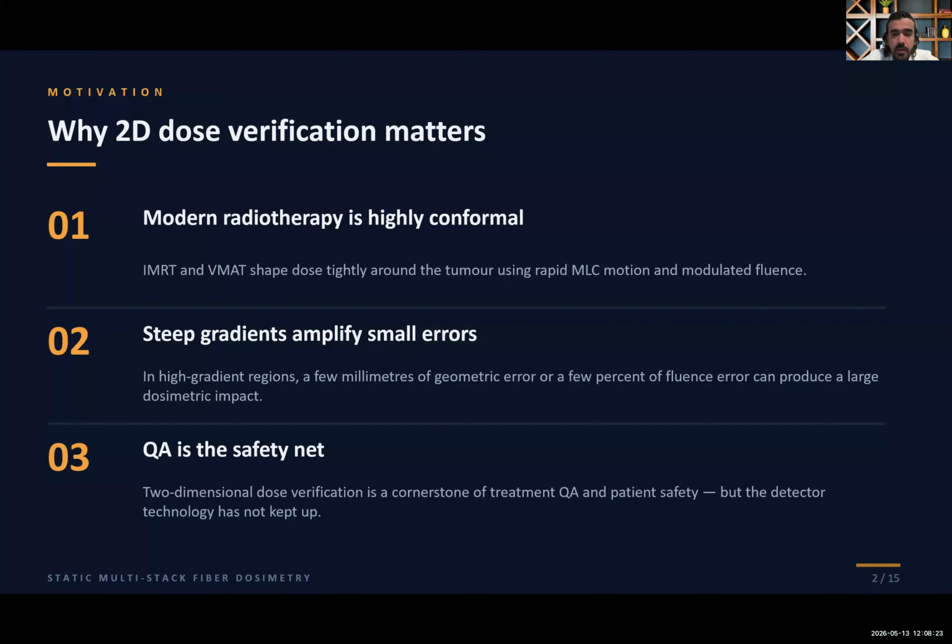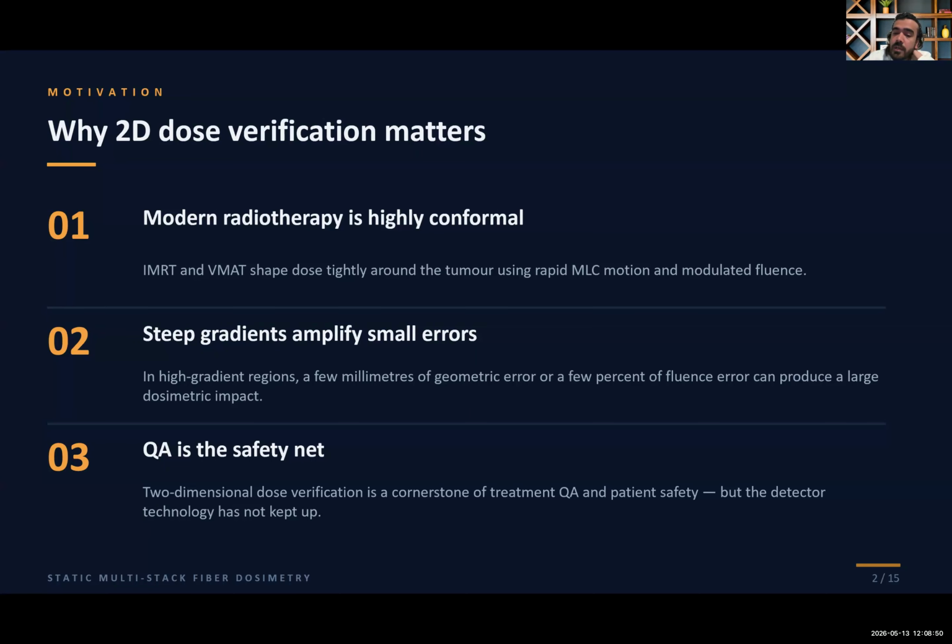So the clinical context first. Modern external beam radiotherapy is dominated by techniques like IMRT and VMAT. These plans use rapid multi-leaf collimator motion and heavily modulated beam fluence to shape the dose tightly around the target, while sparing nearby organs at risk. That conformality is a real clinical win, but it comes with a trade-off.